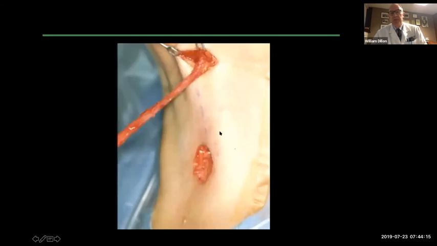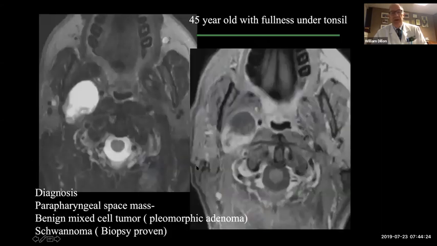And they have to take this out, and here's a little surgical anatomy for you. This is the branchial anomaly being taken out from the neck.